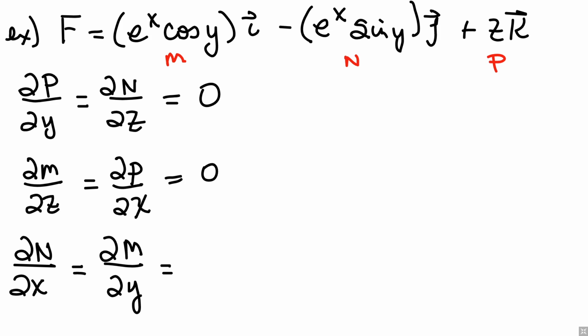E to the power x sine y. Close. Does the negative have to do something with that? Yes, it does. So it should be negative e to the x sine of y. You have to keep in mind, you just can't throw that away.